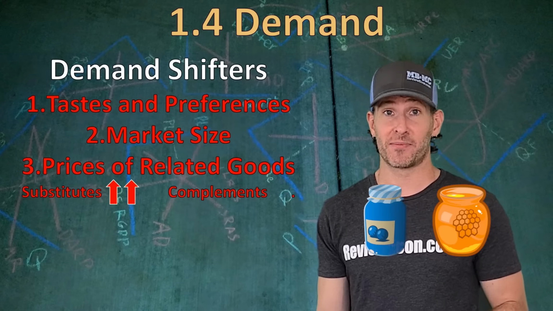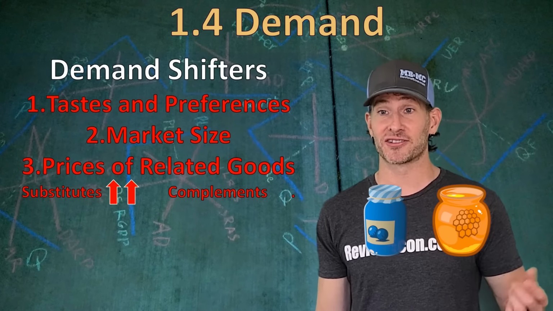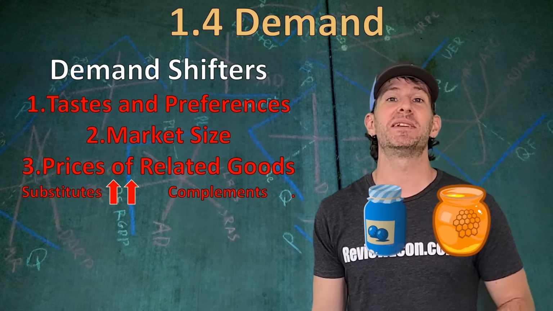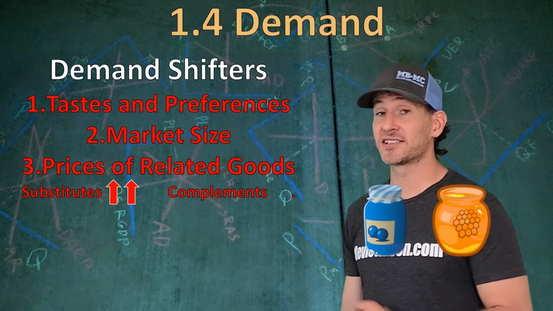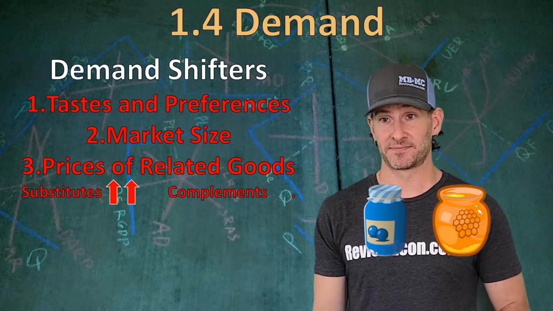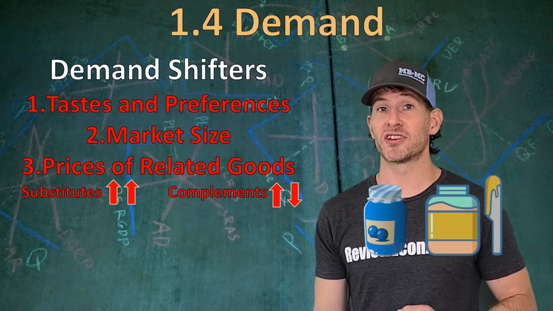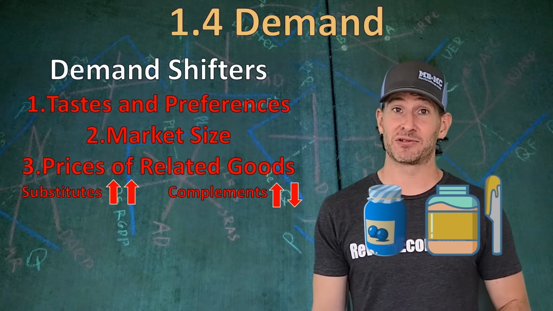I can use either one on my peanut butter and jelly sandwiches or peanut butter and honey sandwiches. Either one works. So in this example, they would be substitutes for each other. If the price of jelly goes up, the demand for honey is going to go up as well. For complements, that means one goes with the other. When the price of one goes up, demand for the other actually goes down.